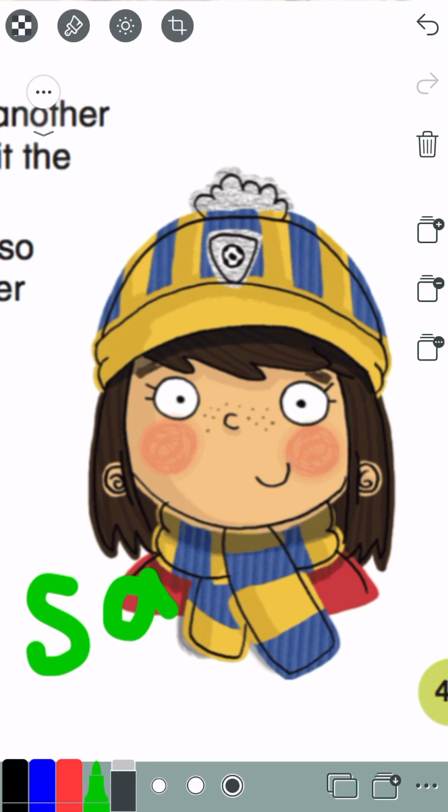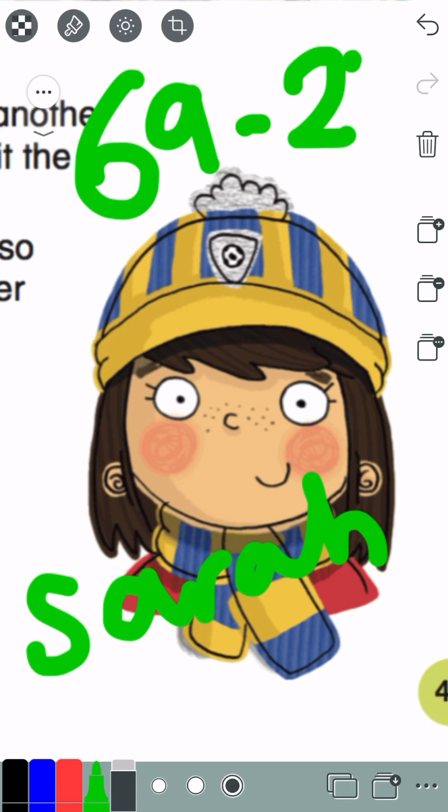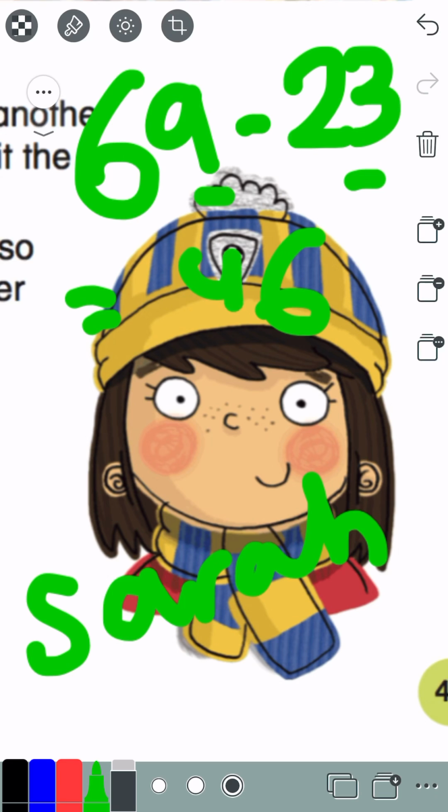My name is Sarah, and we're learning how to subtract pairs of two-digit numbers from each other, such as 69 minus 23. One way is to subtract right away 9 minus 3, the ones from the ones and the tens from the tens. 9 minus 3 equals 6. 6 minus 2 equals 4.